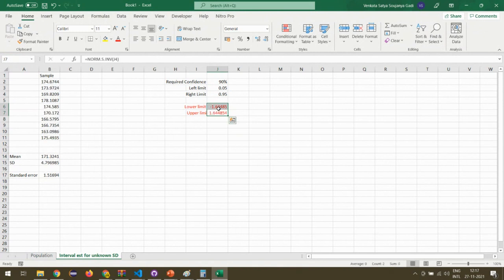So we already know it's symmetric. If I get this value, this will be the same one, right? Because they both are symmetric. Okay, so how do I calculate lower and upper limit?